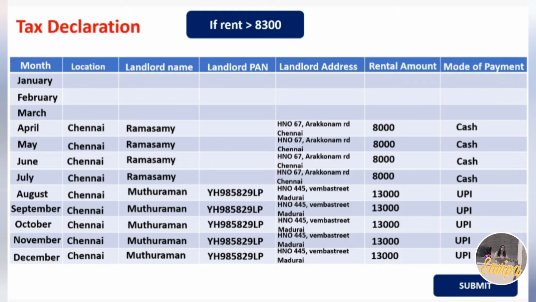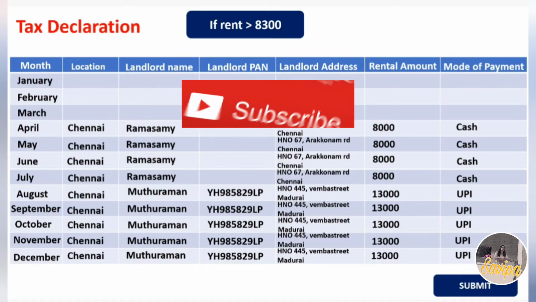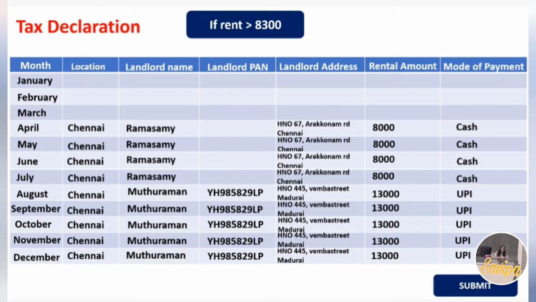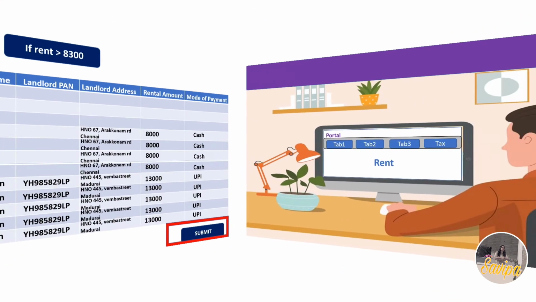And here comes one important thing guys: if the rent amount is greater than 8,300, then you need to enter the PAN details of your owner. You can speak to your owner and tell them that as I have to do the tax proof submission in my company, I require your PAN details. You can take his PAN number and declare it here. So with this I hope you are getting the point of how to do tax declaration for rent. Now let's see the tax proof submission, guys.